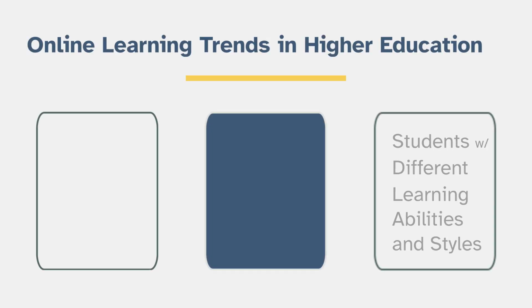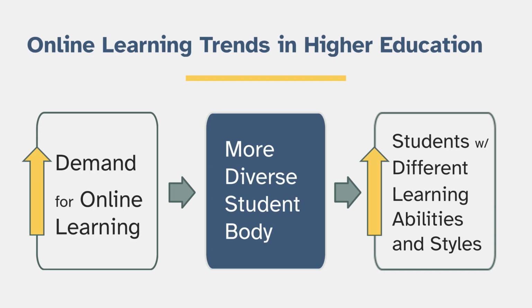Demand for online learning continues to rise, particularly among adult learners and graduate students. Although undergraduate students are less likely to enroll in fully online programs, they increasingly register for online courses. Higher education institutions have a more diverse student body than ever. The number of students with different abilities and diverse learning styles is increasing, and neurodevelopmental conditions are the most common category of qualifying requests.